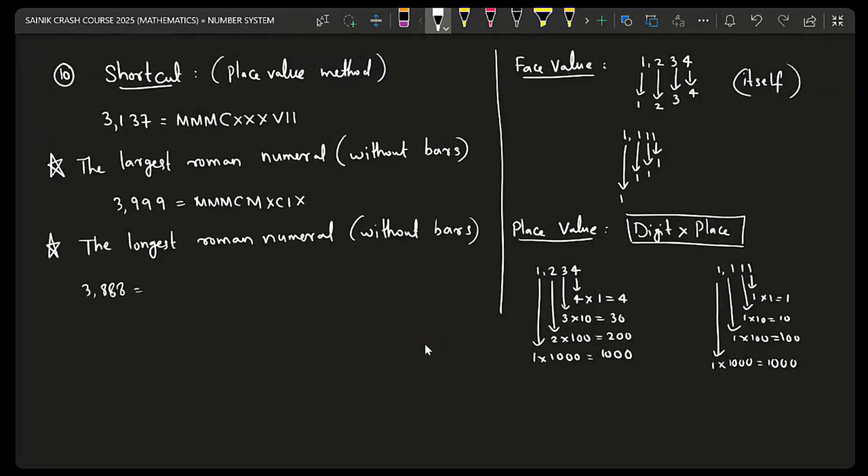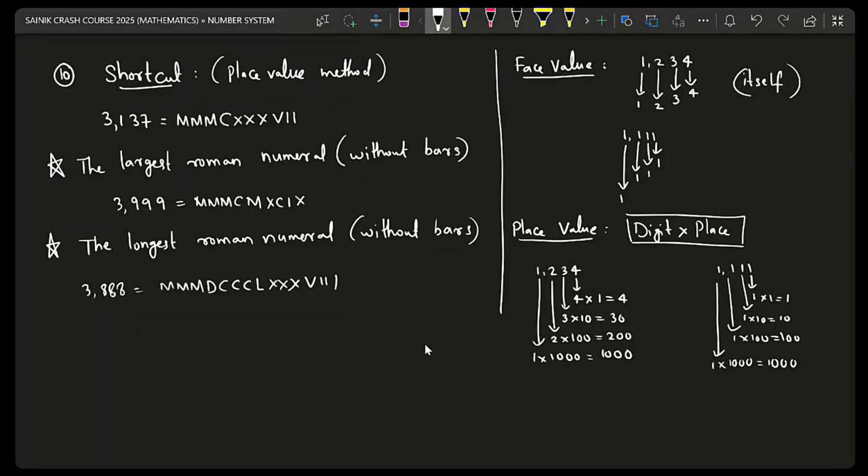After writing, let us count. 3 is there in thousands place, so its place value is going to be 3000. So we can write MMM. 8 is there in hundreds place, so we are going to write 800. How can we write 800? DCCC. And then this 8 is there in tens place, so its place value is going to be 80. How can we write 80? LXXX. And then this 8 is there in ones place, 8 ones are 8. How can we write 8?